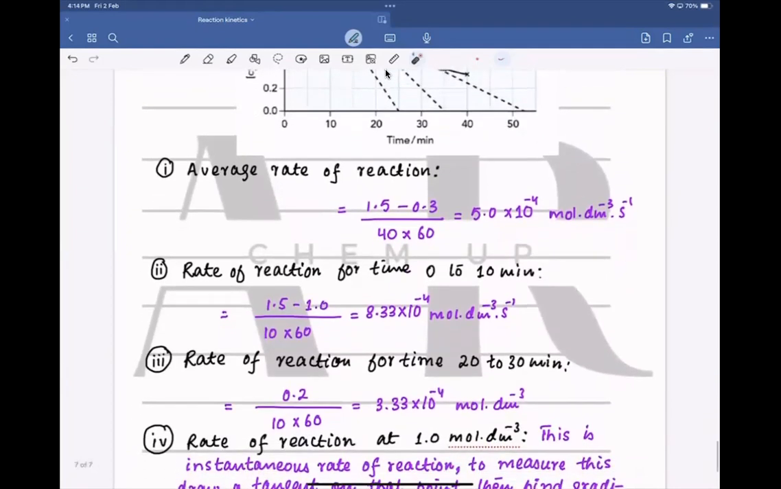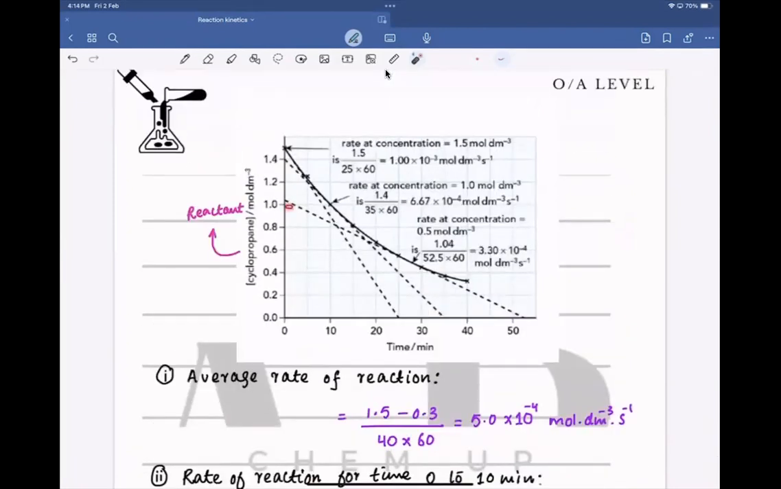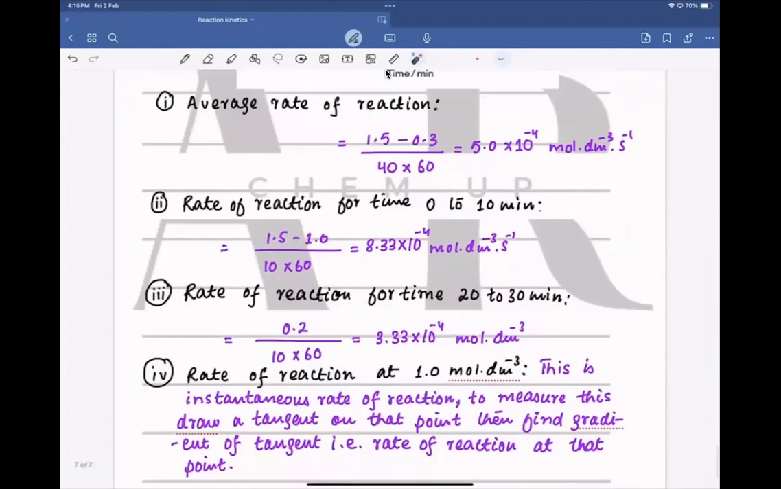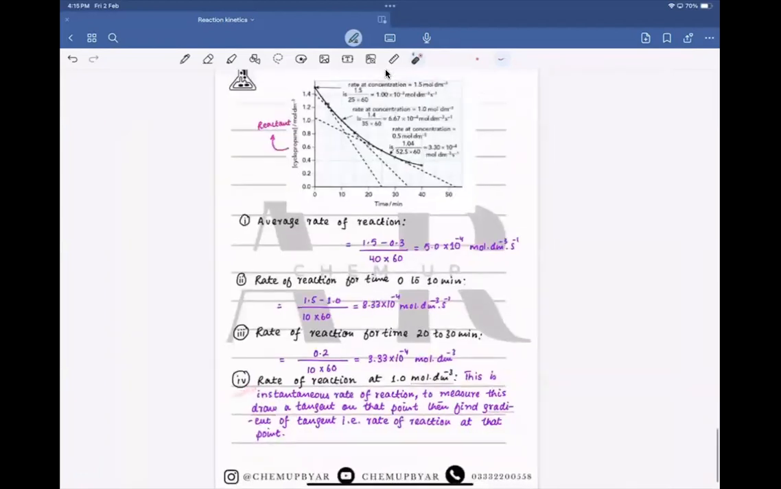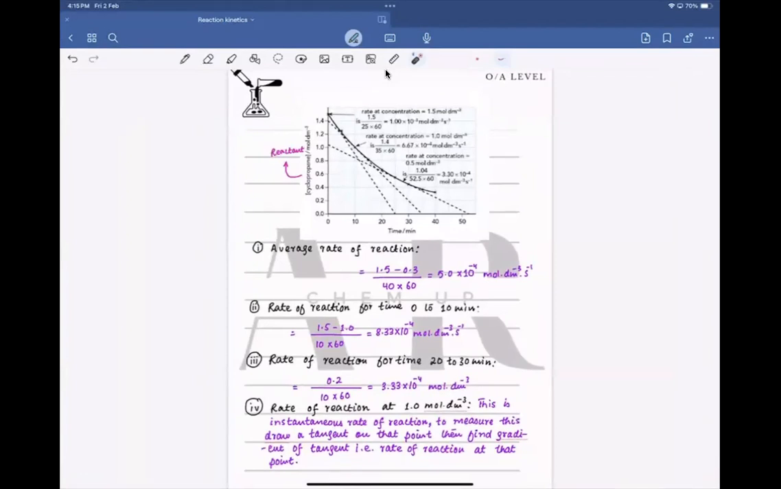Now, they are asking the rate of reaction at 1 mole per dm cube. It means they are talking about a specific point. For example, at this point, you have to find the rate. So what you will do is draw a tangent at this point. These rates are called instantaneous rates, when you have to find the rate at a specific point. So we draw a tangent at that specific point and then find the gradient of that tangent. That will be the rate at that specific point. That is the last thing that I need to discuss in this chapter. And here we are done with the whole rate of reaction. In the next class, we will be starting with ionic equilibria.